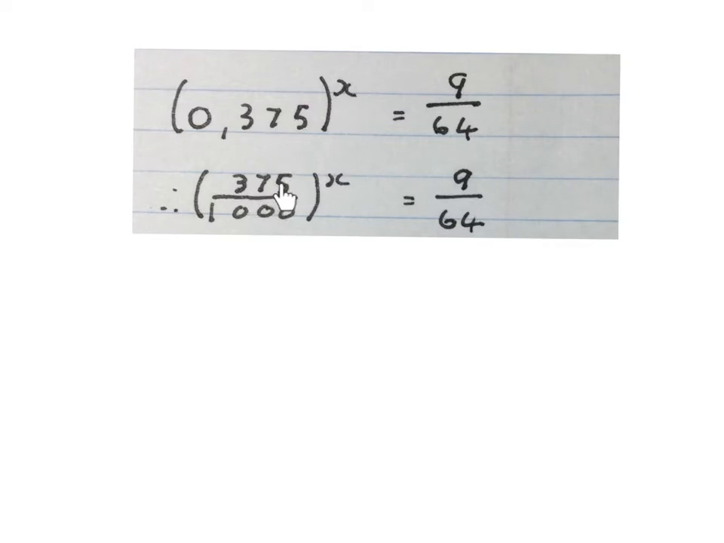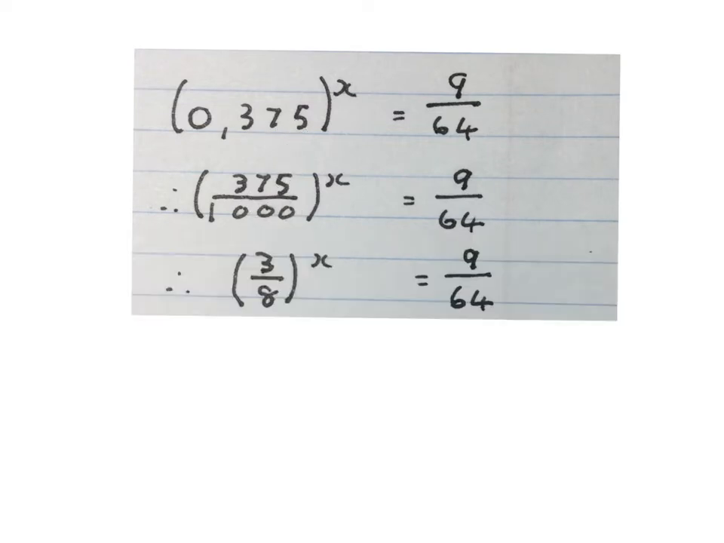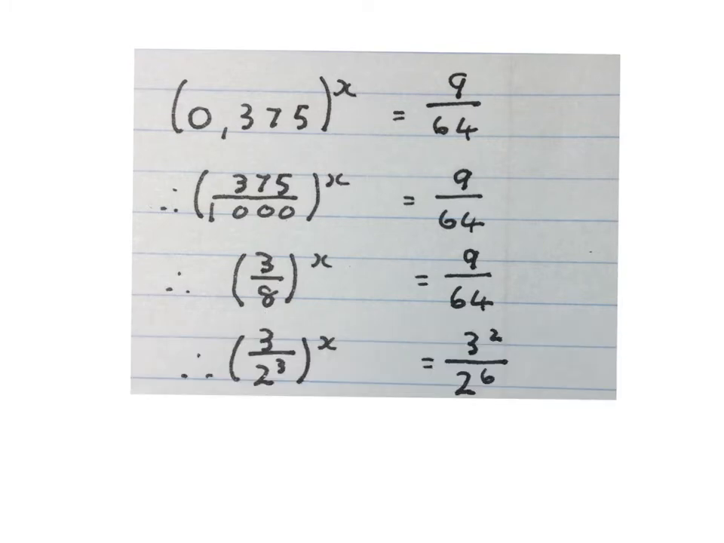0.375 we can write as 375 over 1,000. If you simplify that, it will become 3/8. A possible way from here on is to prime factorize all the big numbers. We keep the 3. The 8 becomes 2 cubed. The 9 becomes a 3 squared. And the 64 becomes 2 to the power of 6.